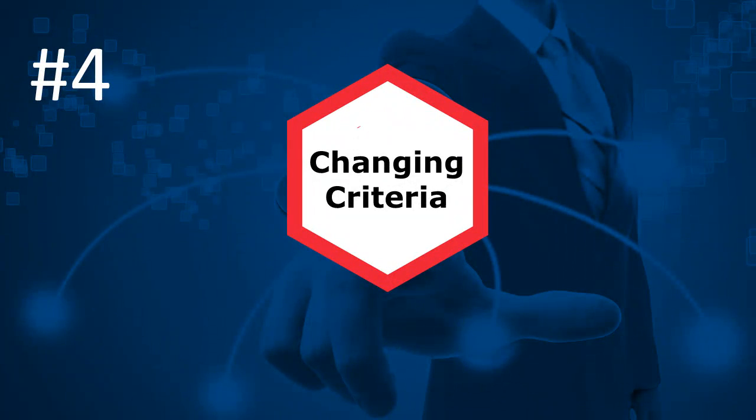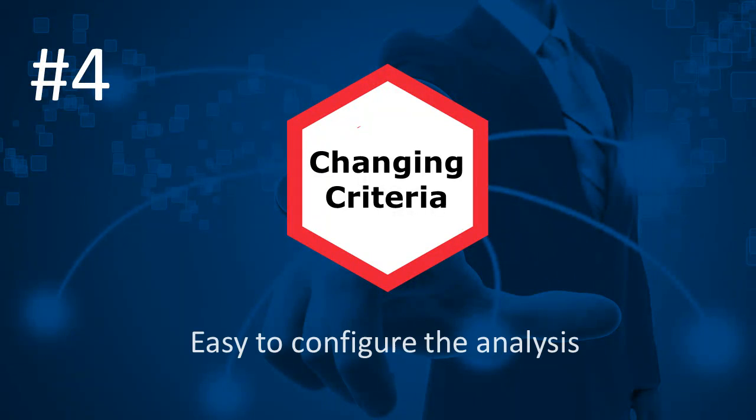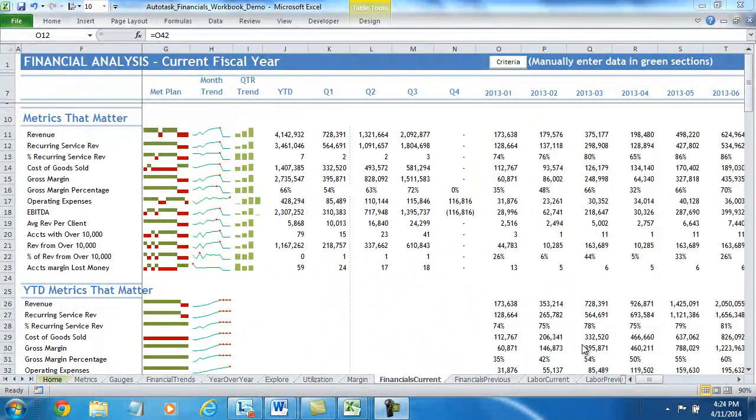Now the next strategy is to be able to easily allow your users to change criteria. This is needed for any type of self-service business intelligence. So let's take a look at how end clients can go in and configure the analysis, change the analysis for their own needs. Let's look at the financial workbook to see how you can configure data on the financial analysis tab. A good place to start is to talk about the metrics that matter section.